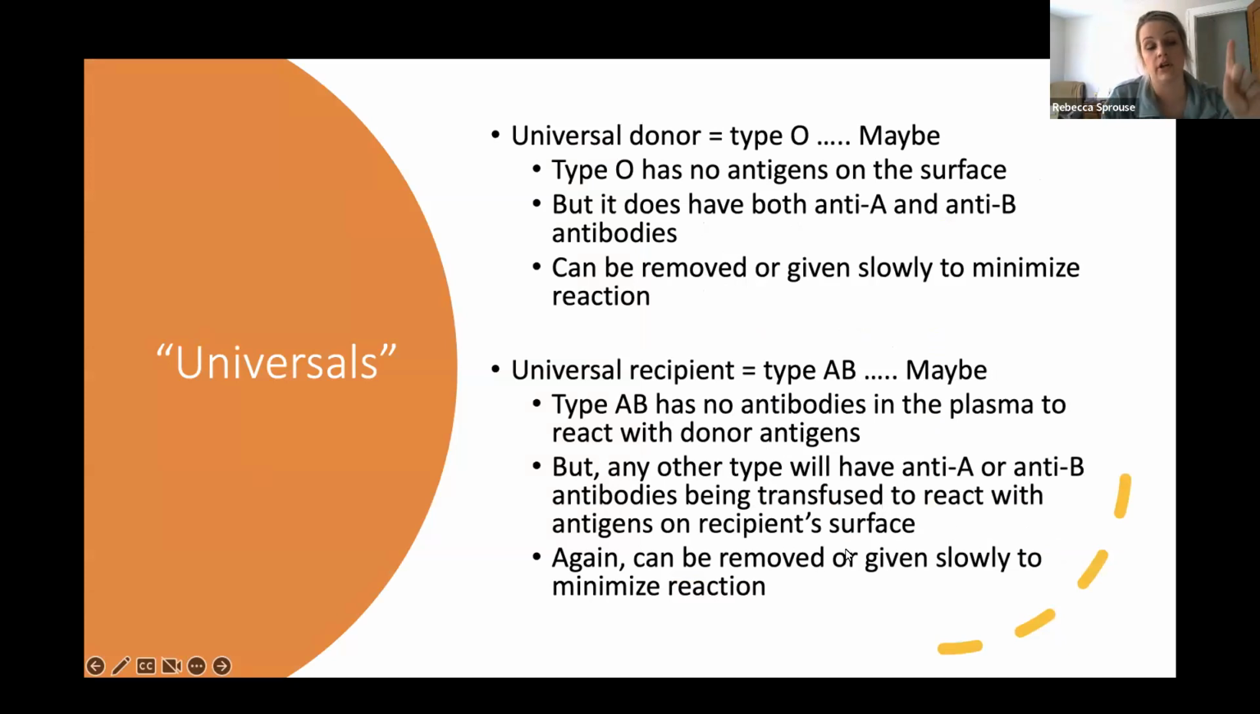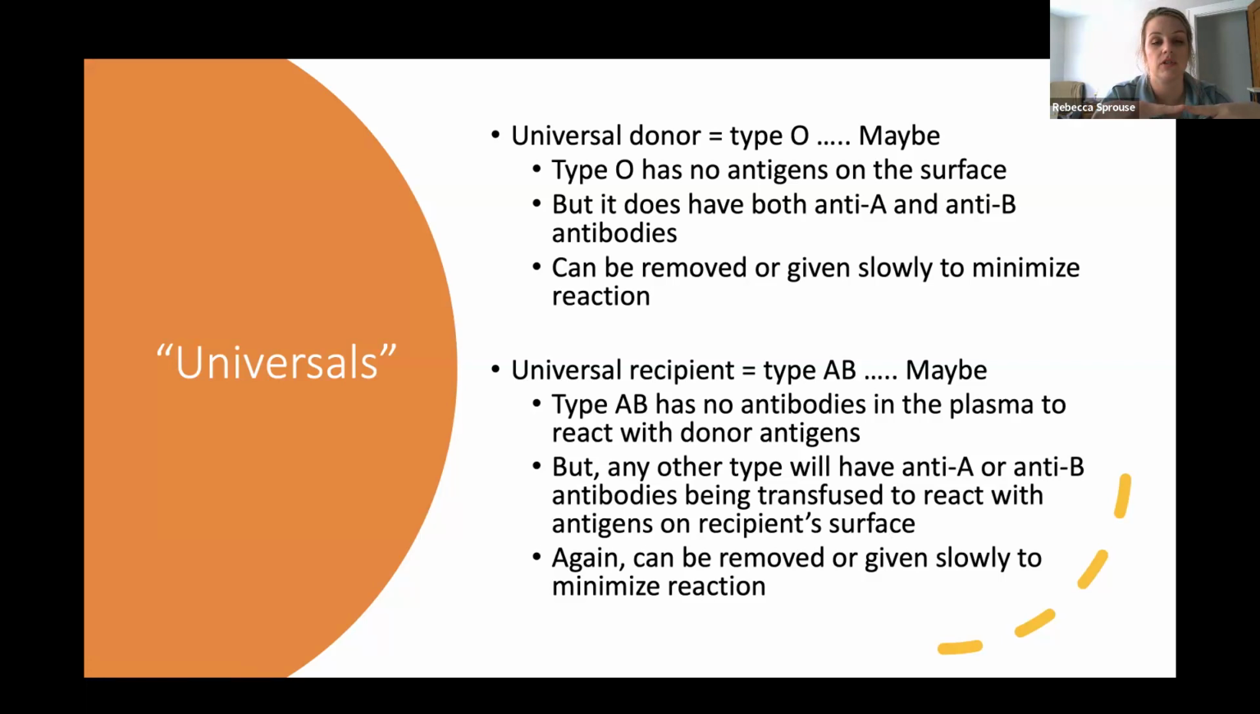Well, no, sorry, this is a typo. Let's see, hold on. Yeah, so you can remove the antibodies of the donor before you give that transfusion, or just give it slowly to minimize that reaction. Yes, that's true. But I just want you to keep in mind that there are different types of transfusions. So we'll talk about an example of when type O might be a universal donor without any problem.